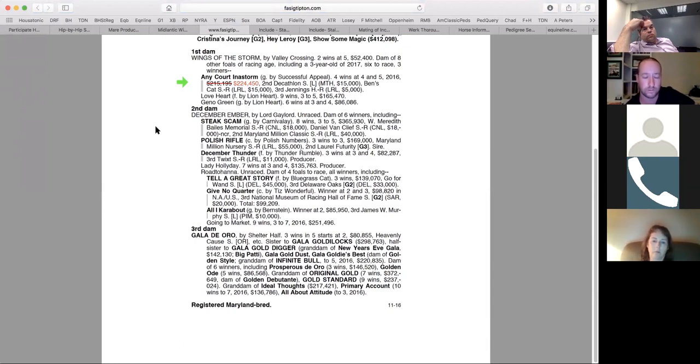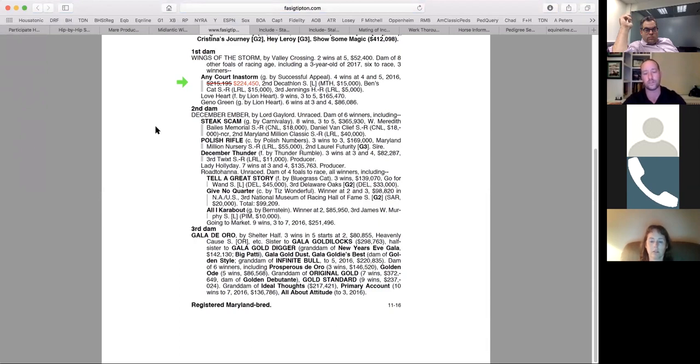She's got the bold capitals, and a fairly solid family back there. A couple of other things just to notice. Stake Scam, all of his stakes wins and placings were in listed or restricted stakes races. Polish Rifle, you can see on the second line there, it says second Laurel Futurity, and then there's a bold G3 in brackets. The G3 is grade 3, so the graded races are the best races.